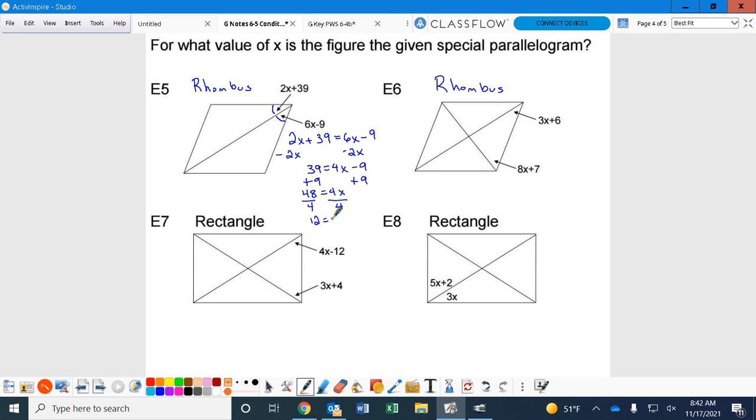Does it ask me to plug it back in? The value of x? What is it? No, just x, guys. They just want the value of x. So we're done when we get to here. This is the answer to the question. Notice I always go back and reread the question when I get an answer, see if I've answered it.